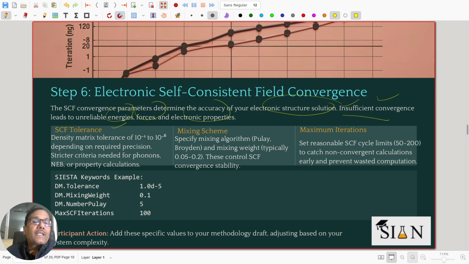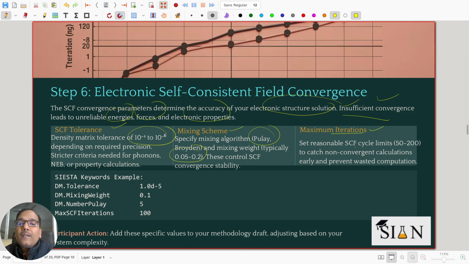So SCF tolerance, density matrix tolerance, is 10 to the power minus 4 to 10 to the power minus 6. This tolerance I generally use 10 to the minus 4, 10 to the minus 6. And the mixing scheme, so specify this, the Pulay mixing weight from 0.05 to 0.2. These actually control the SCF convergence stability, and all these terms are based on the mathematics behind DFT theory.